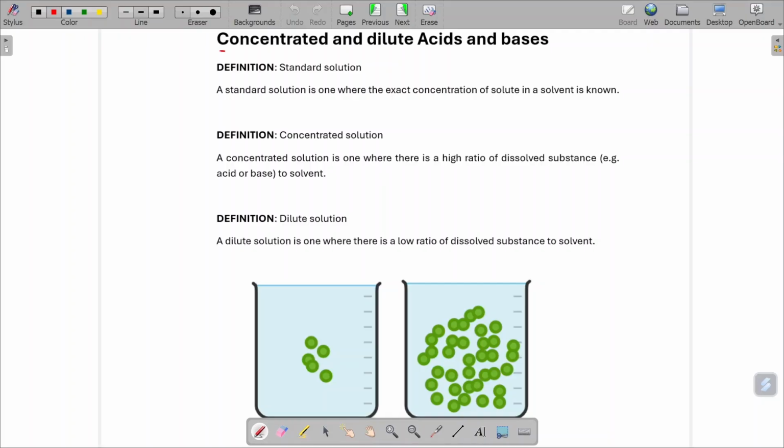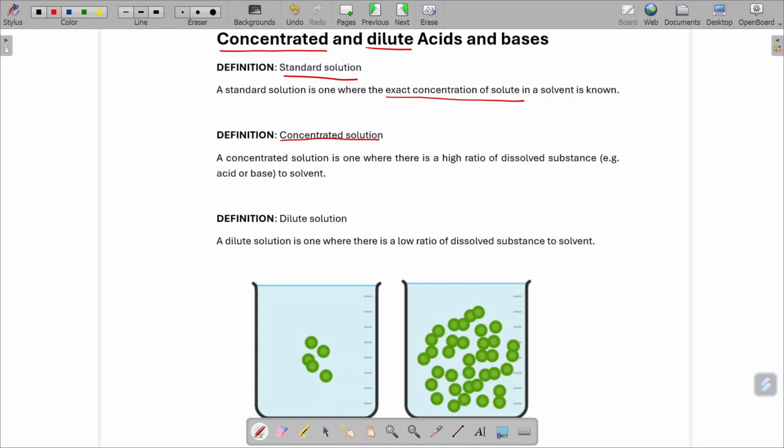And that's an indication of a weak base or a weak acid. The next concept, which is related but not the same, is that of concentrated or dilute acids and bases. First of all, we will look at the idea of a standard solution. The standard solution is very important when we do experiments with acids and bases, especially titrations. And a standard solution is one where the exact concentration of a solute in a solvent is known.